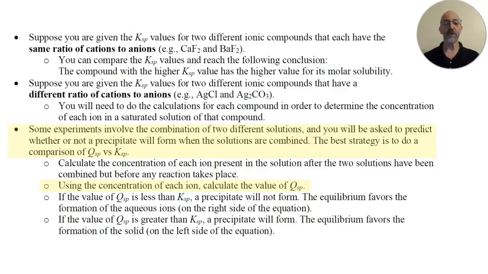Use the concentration of each ion and calculate the value of the reaction quotient Q. Now, if the value of Q is less than KSP, a precipitate will not form because the equilibrium favors the formation of the aqueous ions on the right side of the equation. But if the value of QSP is greater than KSP, then yes, a precipitate will form because now the equilibrium would favor the formation of the solid on the left side of the equation.